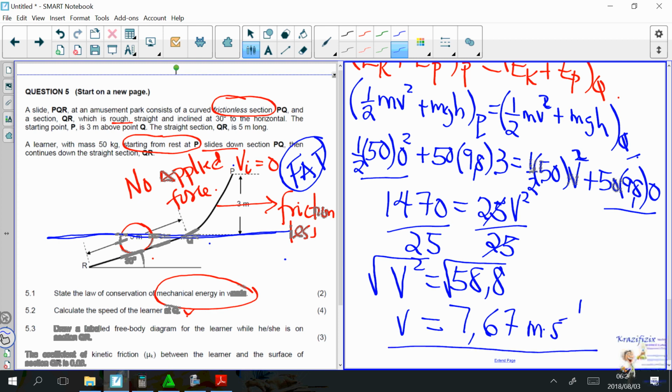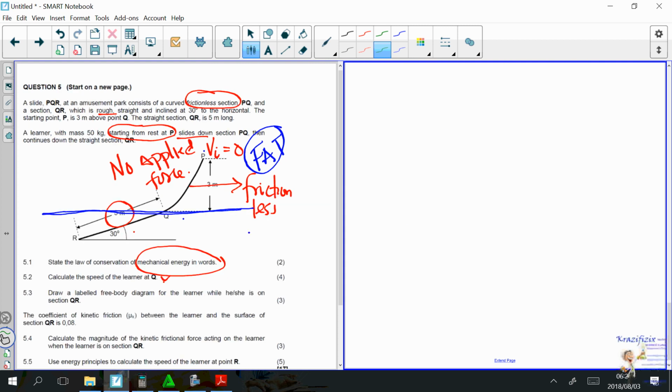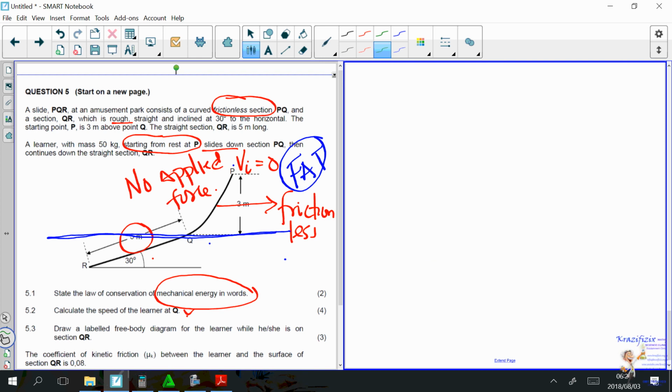Now that's one way. You get your 4 marks there. Where's the 4 marks? 1 for the formula, 1 for the left side substitution, 1 for the right side substitution, and 1 for the answer. Remember, we're looking for speed. It has no direction. Okay, let's try something else, a different method.